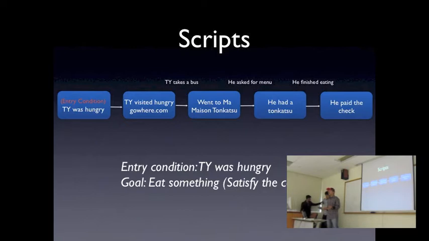And to satisfy my stomach, I have to travel to the restaurant, I have to order a food, I have to pay, and I have to finish eating it. Okay. And those are the steps required to achieve my goal.